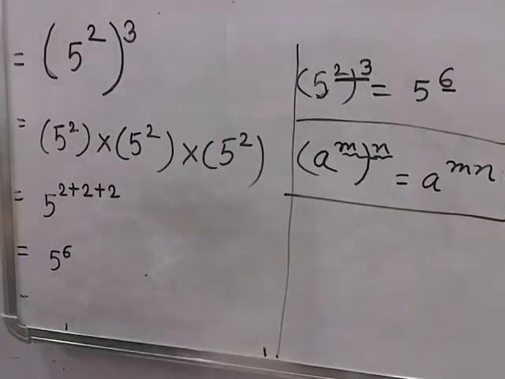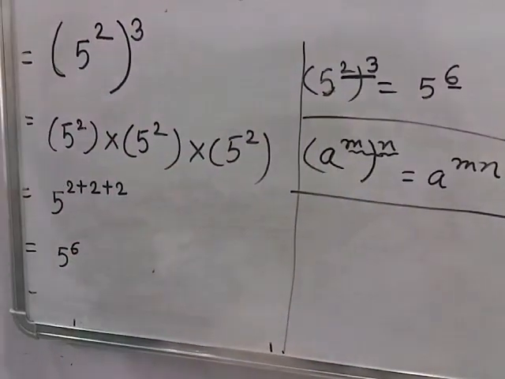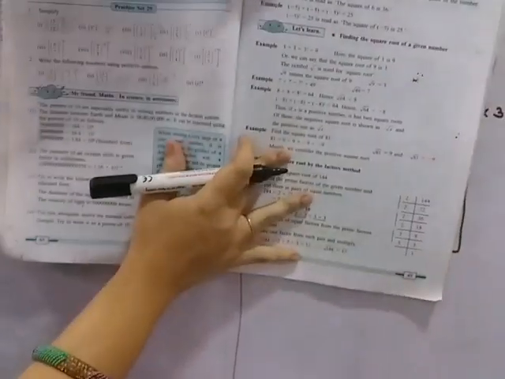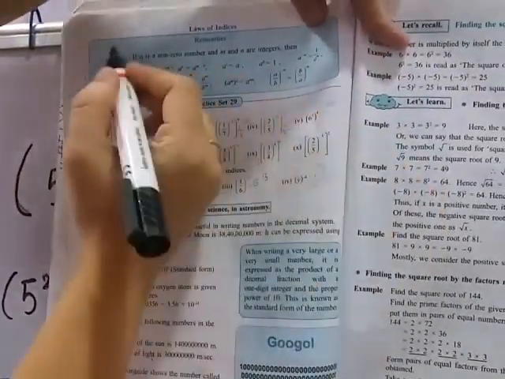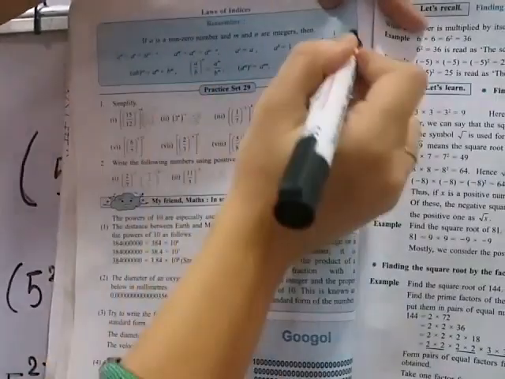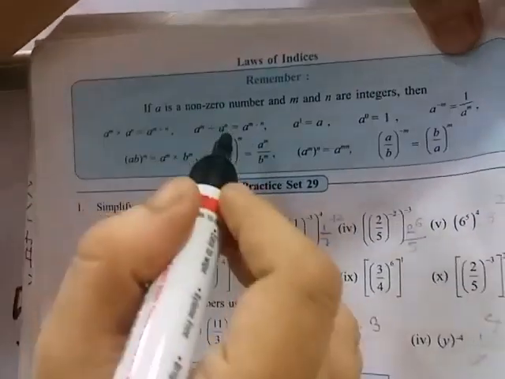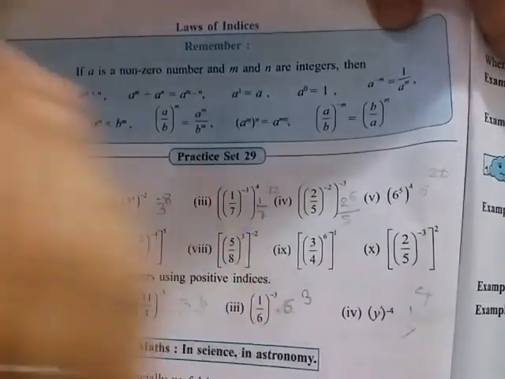So student, come to page number 48. Come to page number 48. Here you will see laws of indices. So whichever laws of indices we have taken till now, all that are given over here in this blue box. So you just have to go through this. You have to learn it and write down all these laws of indices in your maths notebook.